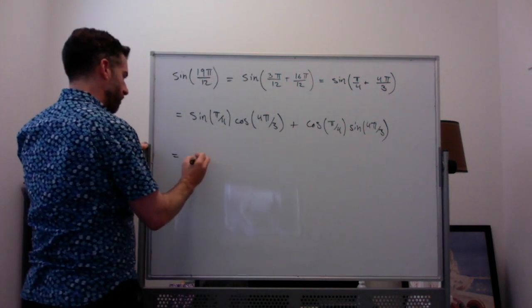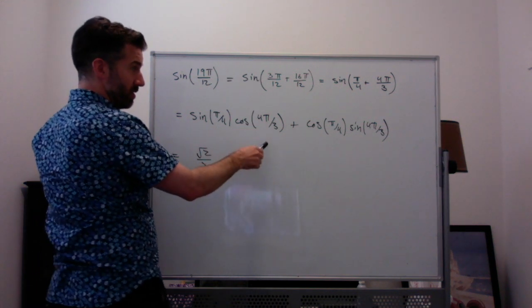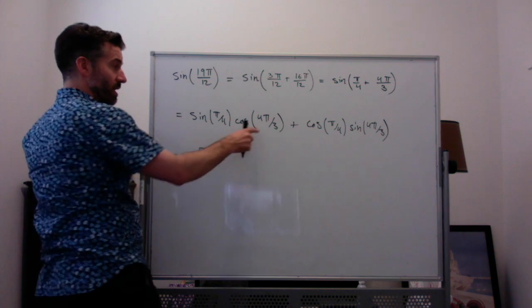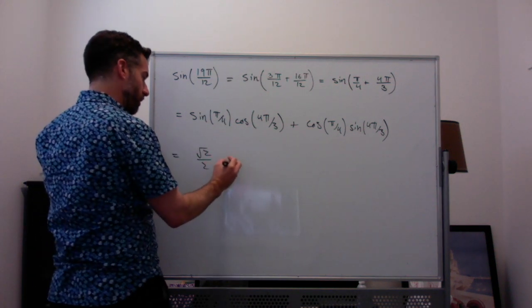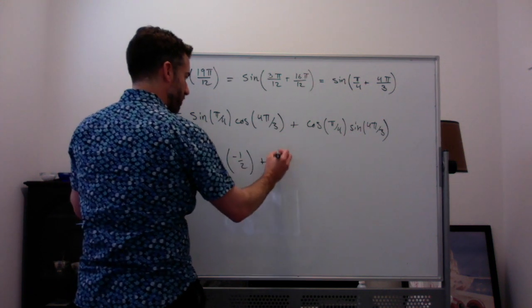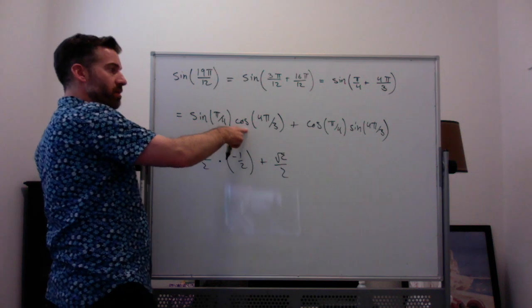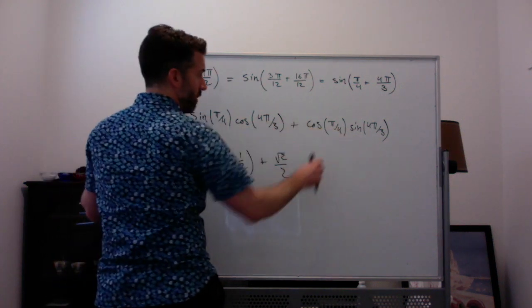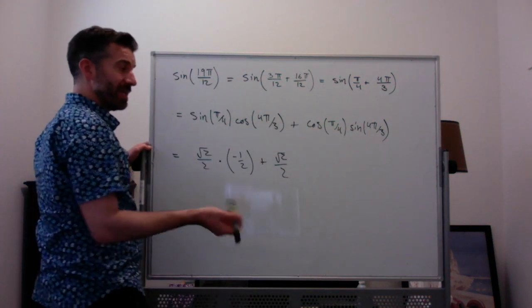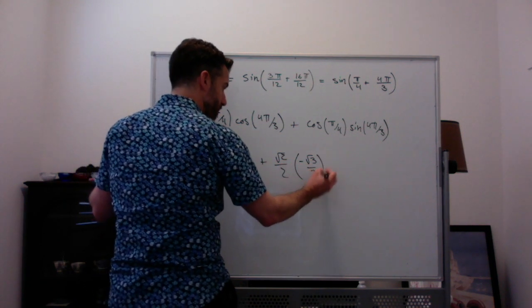So sine of pi over 4 is root 2 over 2. Cosine of 4 pi over 3: pi over 3 is the reference angle, that means cosine is 1/2, but it's negative because the angle is in the third quadrant, so it's a negative 1/2. And then cosine of pi over 4 is root 2 over 2. And sine of 4 pi over 3, well, cosine of 4 pi over 3 is negative 1/2, so sine of 4 pi over 3 is going to be something root 3 over 2. It is going to be negative root 3 over 2 because we are in the third quadrant.